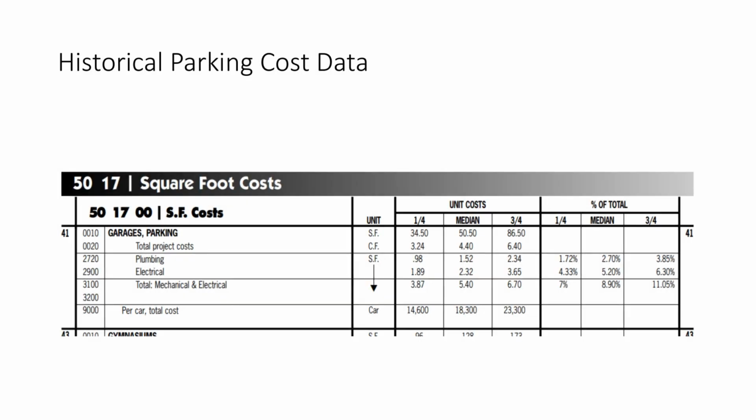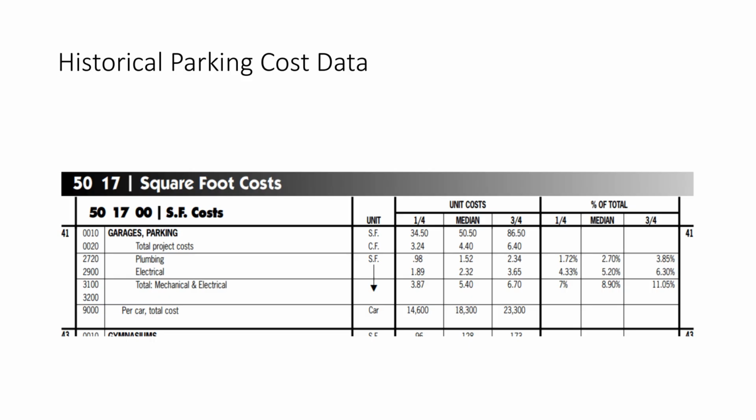This table comes from RS Means and shows historical benchmark costs for parking using two common ROM approaches, cost per square foot and cost per car. At the top, you see total project cost per square foot, with the low or 1/4 value, the median value, and the high or 3/4 value. This captures market variability and uncertainty. The median cost is $50.50 per square foot, which we use for ROM estimating unless we have a reason to adjust.